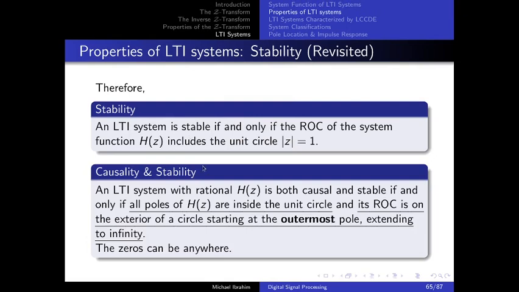So for an LTI system with a rational function H of z to be both causal and stable, all poles of H of z must be inside the unit circle, and its region of convergence should be going outward from the outermost pole, as we have seen on the whiteboard. This is a condition for causality and stability.